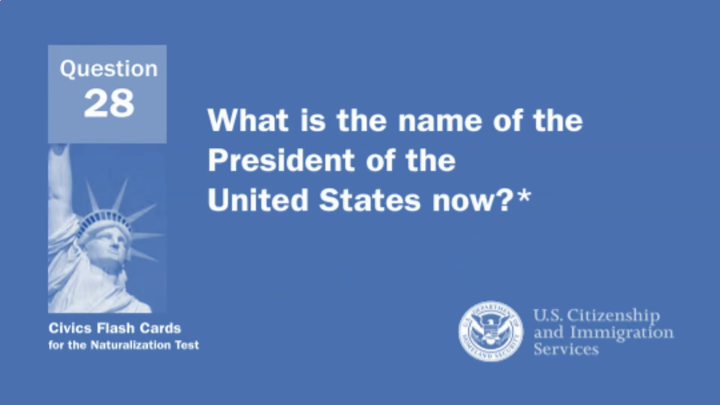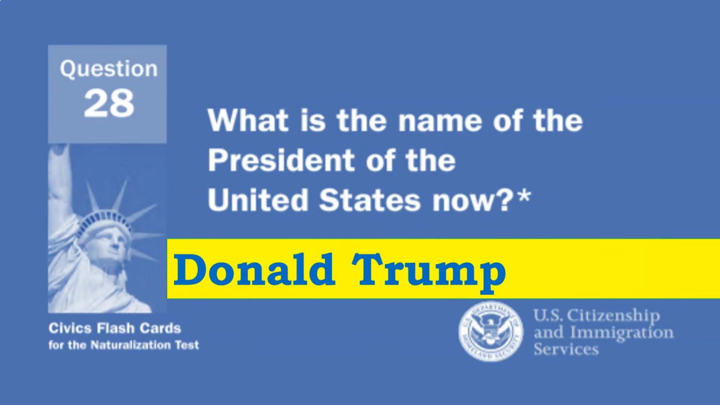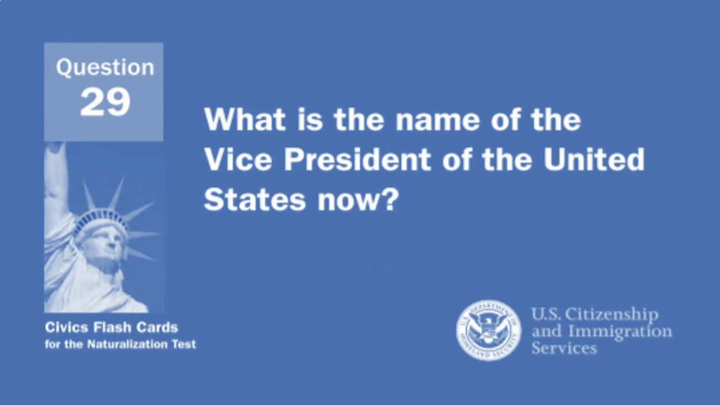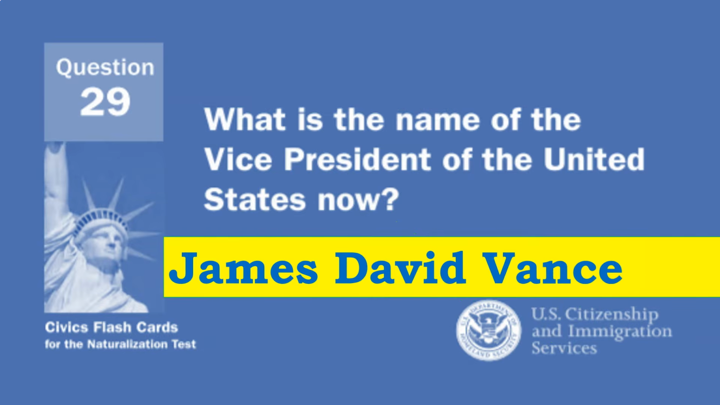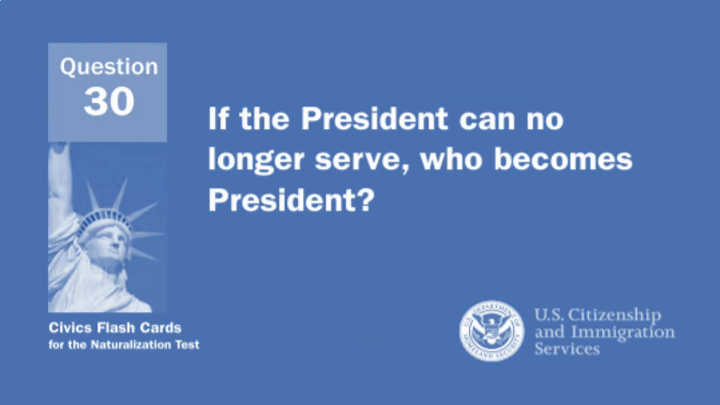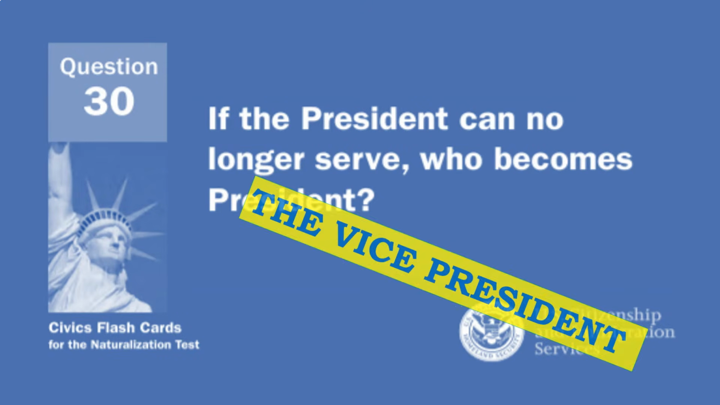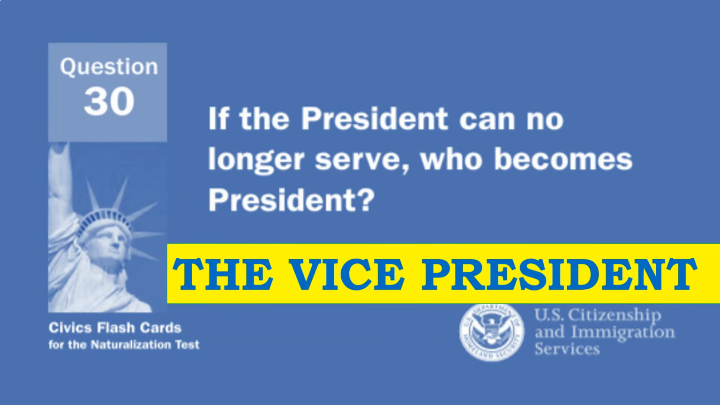What is the name of the President of the United States now? Donald Trump. What is the name of the Vice President of the United States now? James David Vance, also known as J.D. Vance. If the president can no longer serve, who becomes president? The vice president.